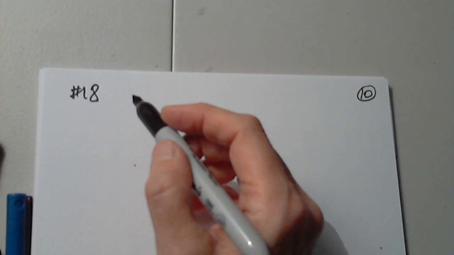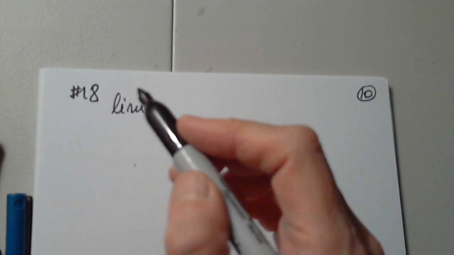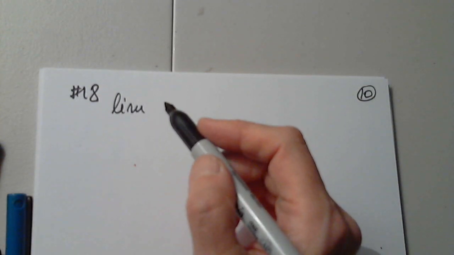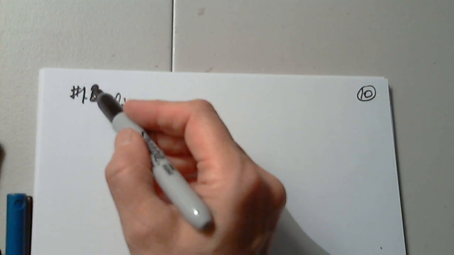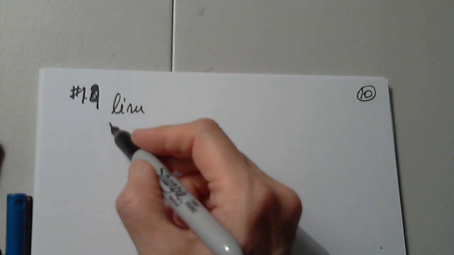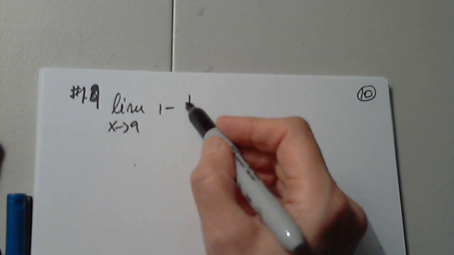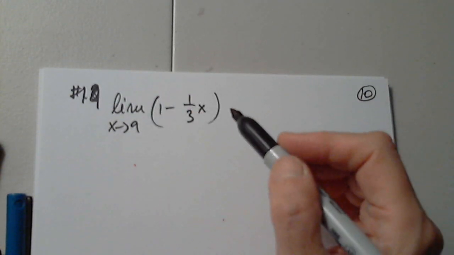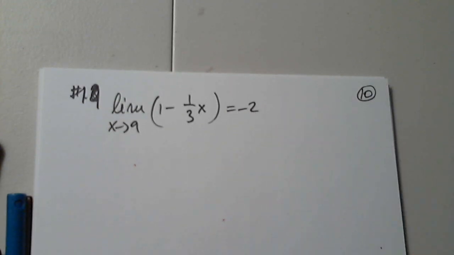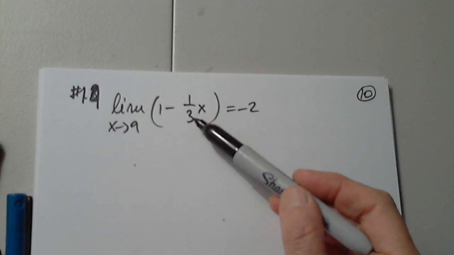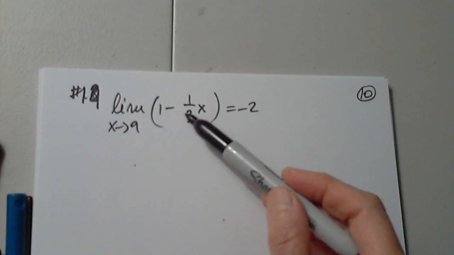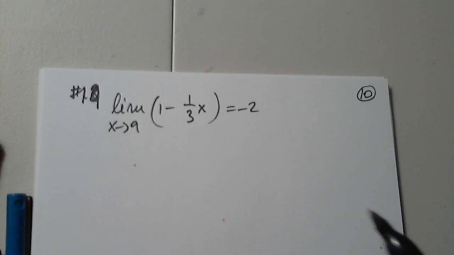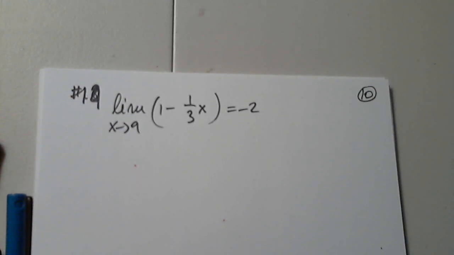So I'm on page 10. We are looking at 18. Okay, allow me to choose something more interesting, if you don't mind. 19. You'll see why, because 18 and what we just did are the same. So the limit of 1 minus 1/3 x, let's put a little spice on it, as x approaches 9 equals -2. First of all, I want to make sure: 9 divided by 3 is 3, 1 minus 3 is -2. That's correct.